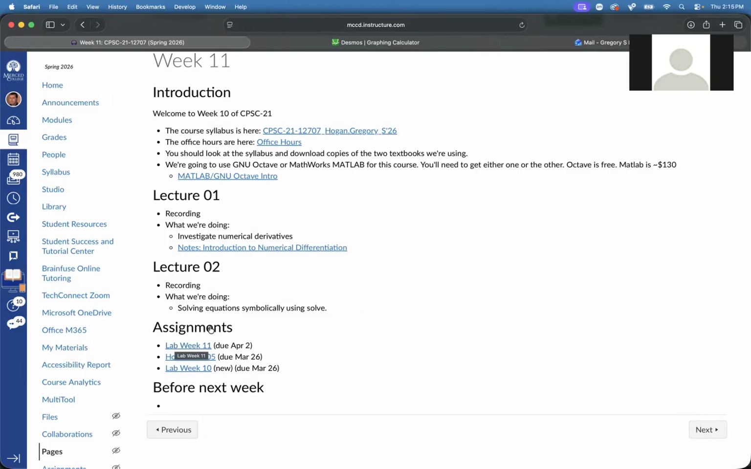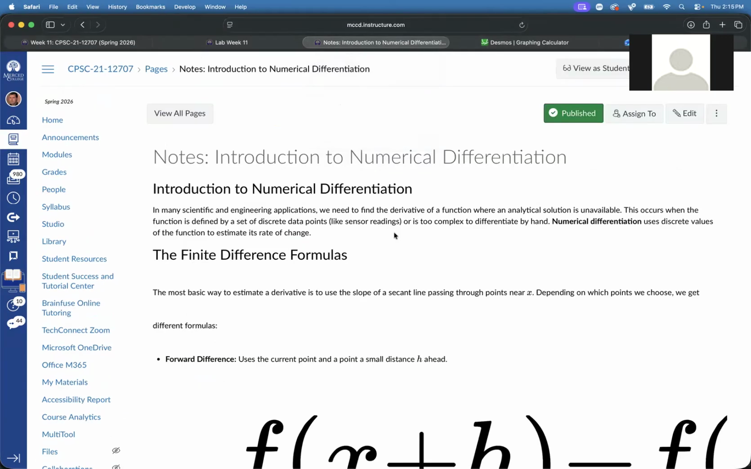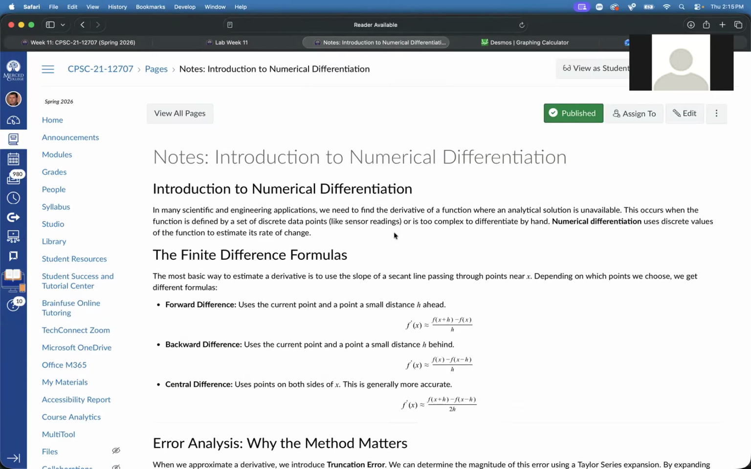So we'll open both of those pages. I'll open the lab and I'll open the introduction here to numerical integration. And we'll just head over to the page. That did not load correctly. There we go.